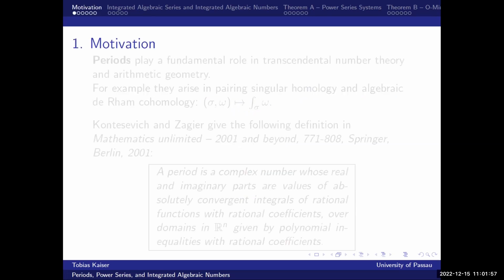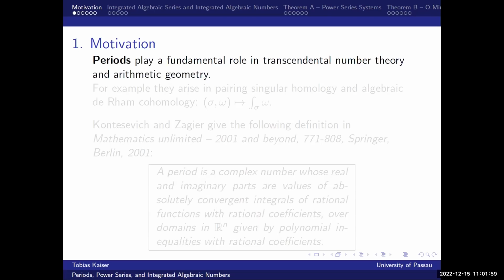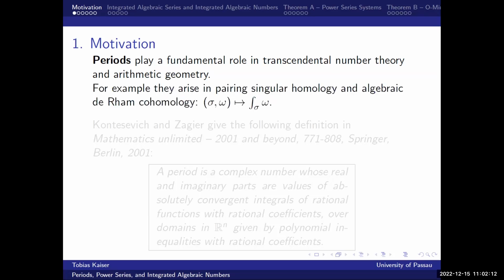We start with the motivation. Period numbers play a fundamental role in transcendental number theory and arithmetic geometry. Well, I don't have to tell you about that. For example, they arise in the pairing of singular homology and algebraic de Rham homology. Here sigma is a cycle, omega is an algebraic differential form. You integrate it and you obtain a period.